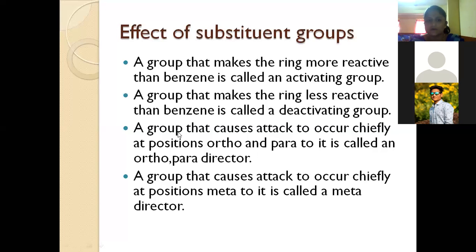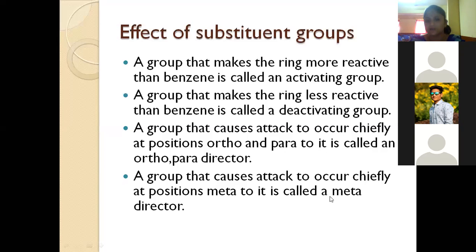A group that causes attack to occur chiefly at the ortho and para positions is called an ortho-para director. So a group which is very specific will react only at those positions, ortho and para. They are specific in nature to the ortho and para positions, so those groups are known as ortho and para directors. A group that causes attack to occur chiefly at the third and fifth positions, that is meta, is called a meta director.